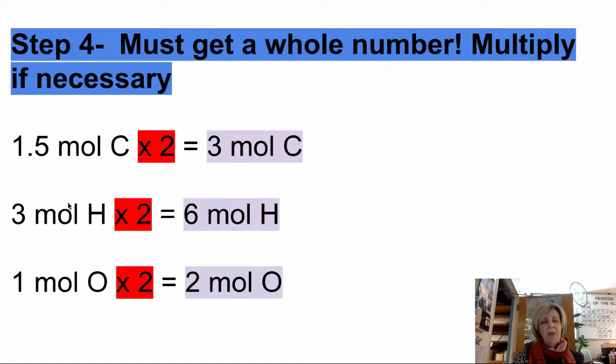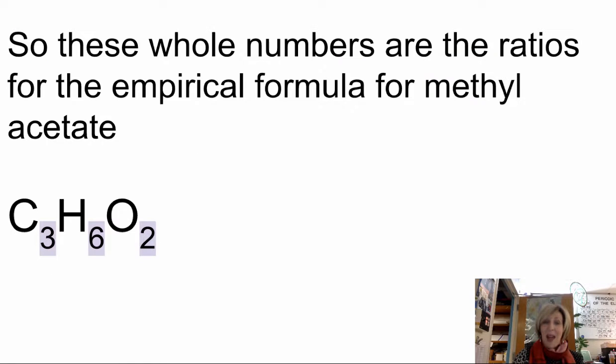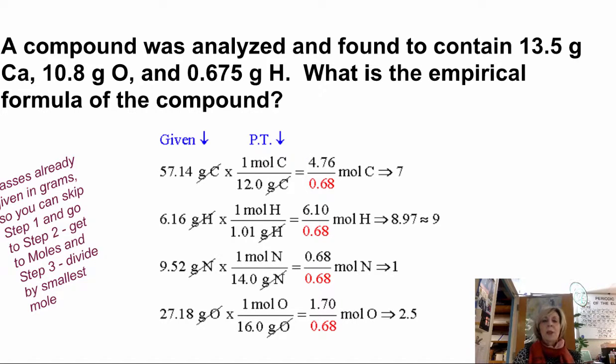So 1.5 times 2, 3 moles of hydrogen times 2, and 1 mole of oxygen times 2 gives me 3 moles of carbon for every 6 moles of hydrogen for every 2 moles of oxygen. And that is my empirical formula. So I get C3H6O2. And that is the empirical formula for methyl acetate. So now let's do another problem.